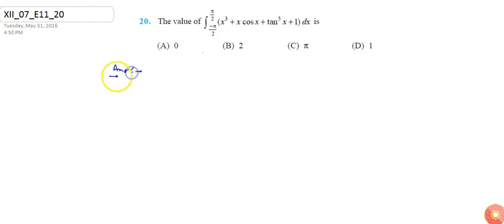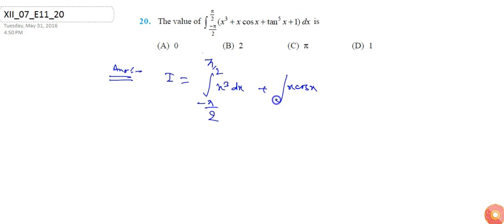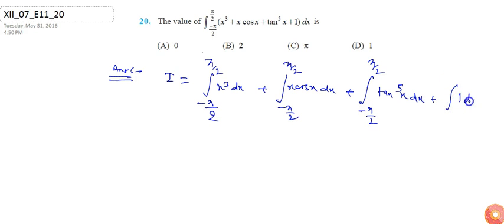In this question, let's separate all the four integrations. I'll get integration from minus pi by 2 to pi by 2 of x cube dx, plus integration of x cos x from minus pi by 2 to pi by 2 dx, plus integration from minus pi by 2 to pi by 2 of 10 power 5x dx, plus integration of 1 dx from minus pi by 2 to pi by 2.